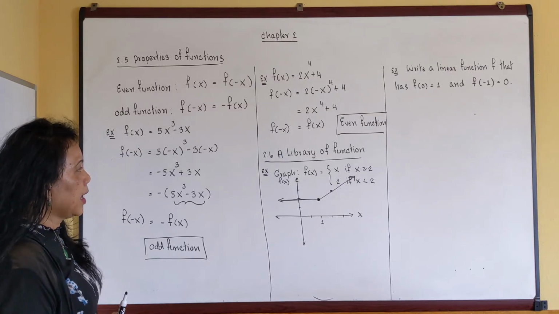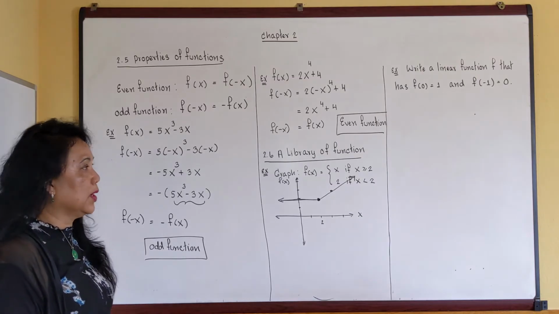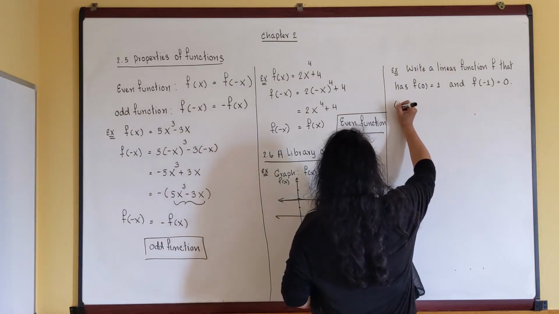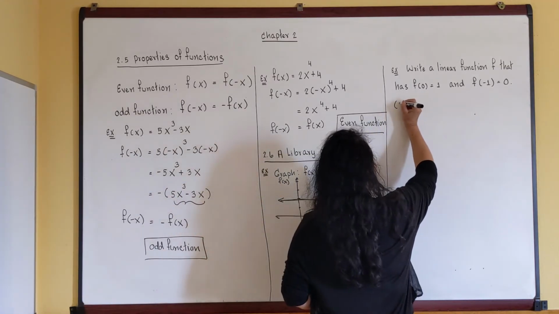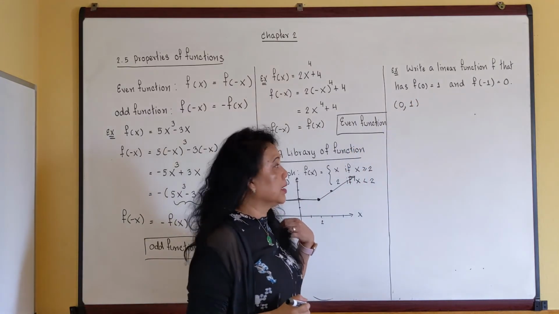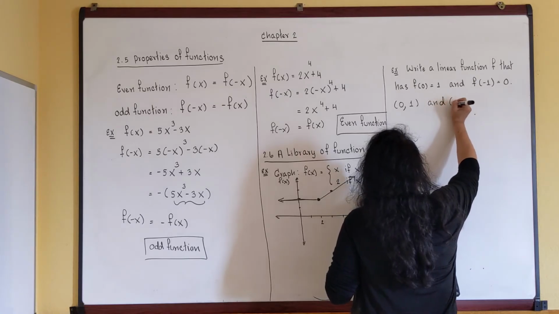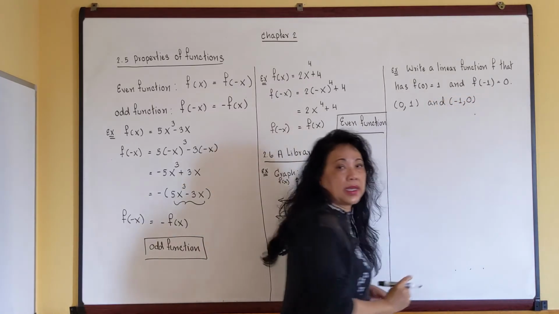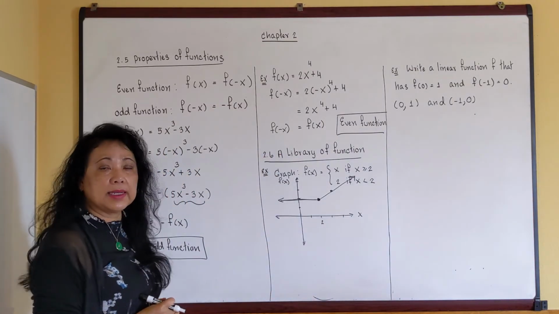Next one, they want you to write a linear function f such that f of 0 equals 1 and f of negative 1 equals 0. So I'm going to put in a coordinate. f of 0 equal to 1 means when x is 0, y is 1. That's what it means. Now when x is negative 1, y is 0. I get it from here. So basically I have 2 points. I can find the linear equation.